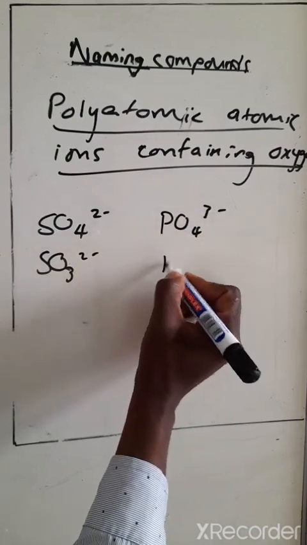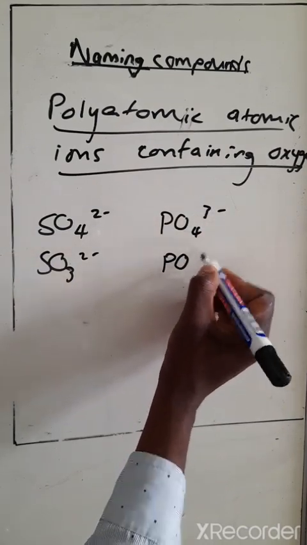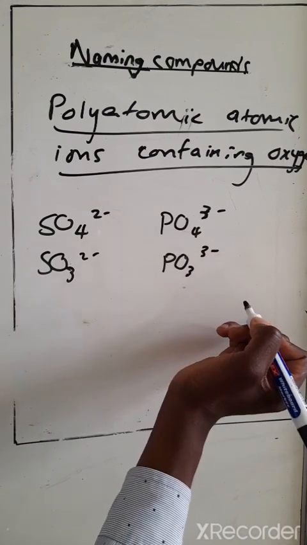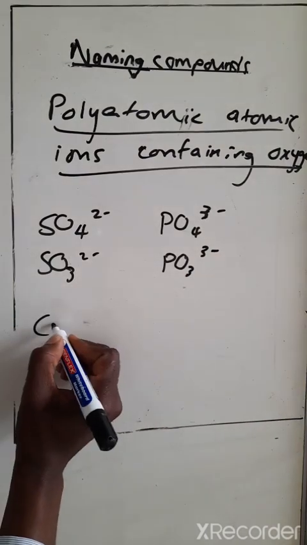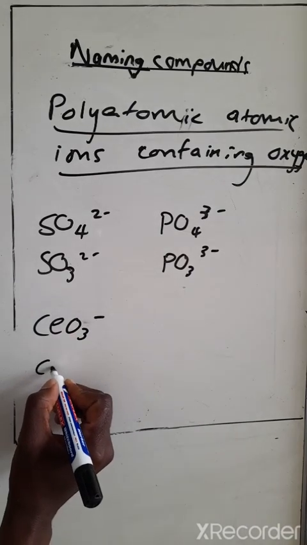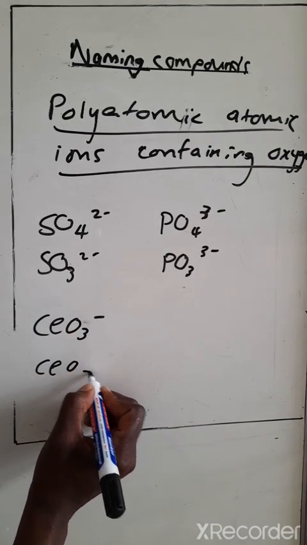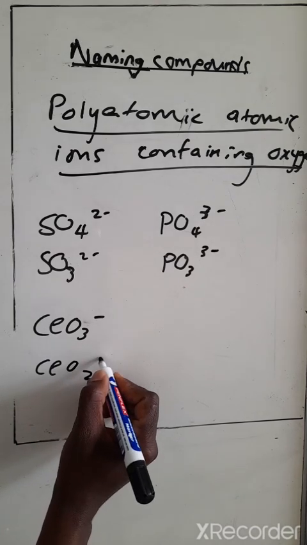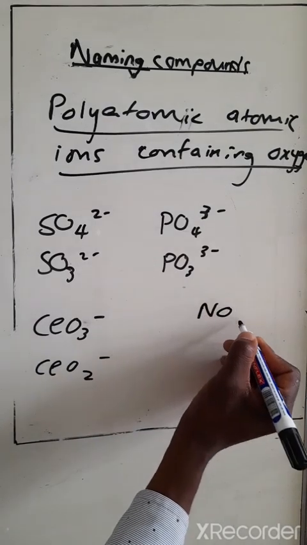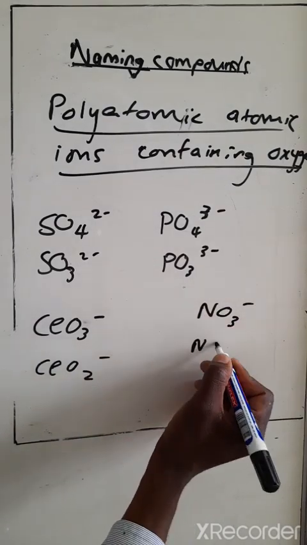PO4 3 minus, PO3 3 minus. Okay, ClO3 minus and ClO2 minus. Okay, so maybe I should just include nitrate and the nitrite.